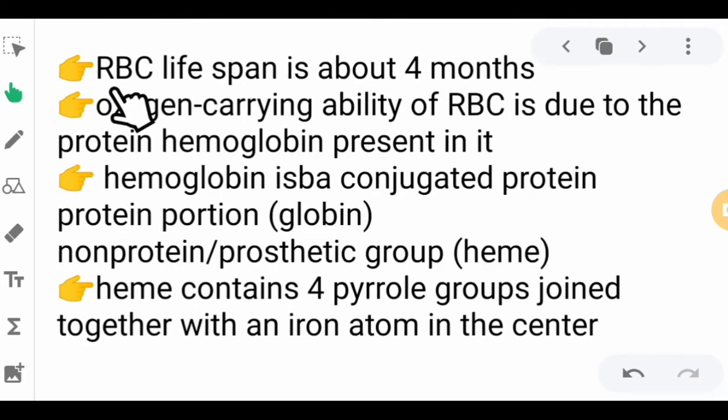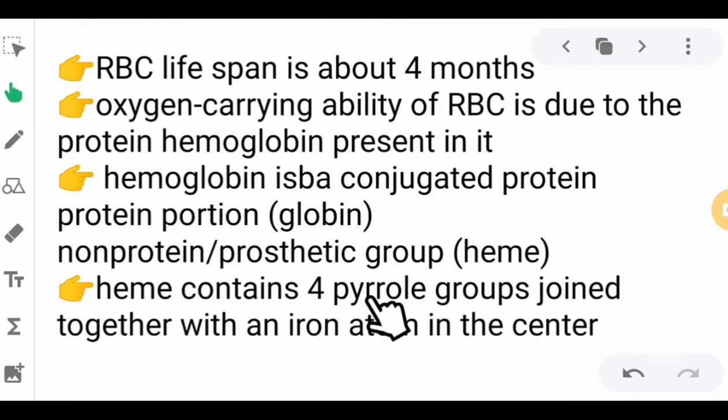The lifespan of a red blood cell is about 4 months, and this oxygen-carrying ability of the red blood cell is due to the protein hemoglobin present in it. Hemoglobin is a conjugated protein. The protein portion is what we call the globin, and the non-protein or prosthetic group, that is attached to the protein portion, is the heme. That's why this is called hemoglobin.